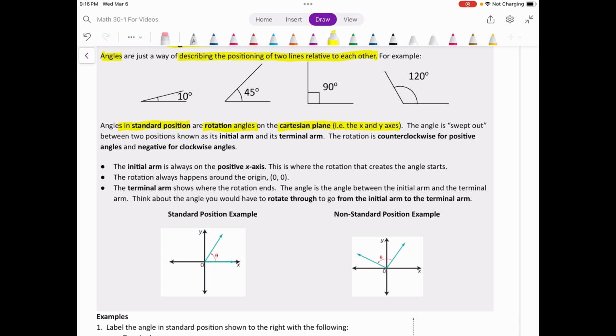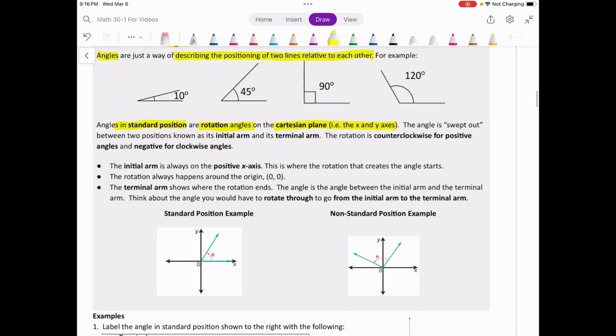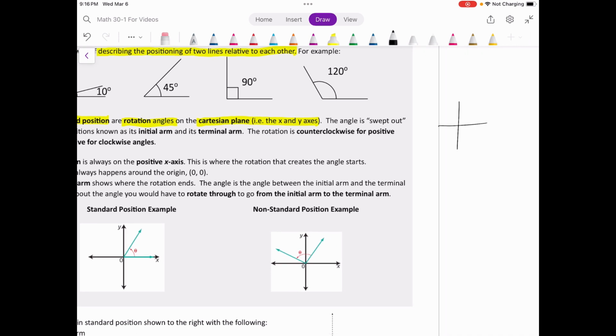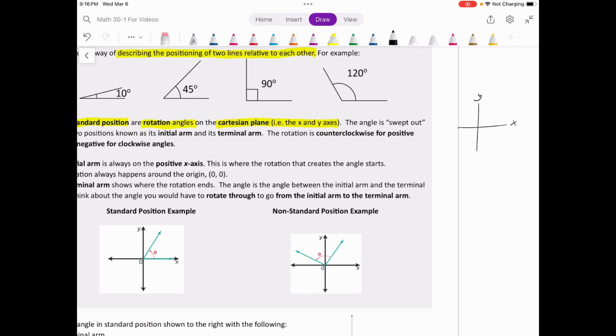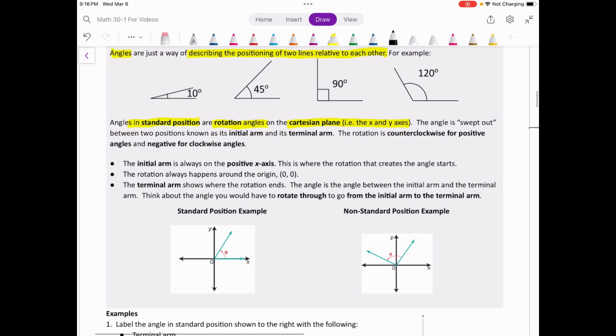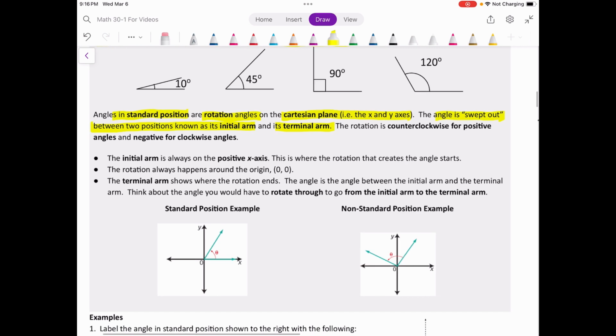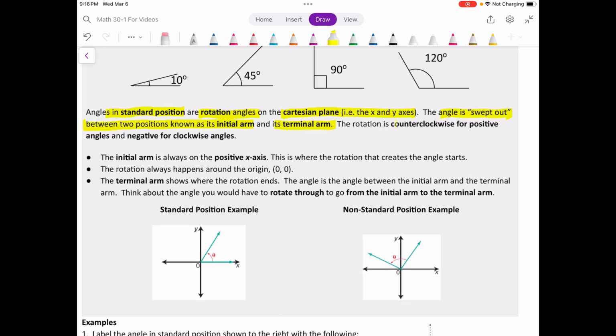Okay, so they're rotation angles, and don't forget, for us in trigonometry, these are all happening for an angle in standard position on the Cartesian plane. Cartesian plane being what you know and love. This is the Cartesian plane, the x and y axes, right? So we're just rotating around the origin there. So the angle is, we kind of say it's swept out, so to speak, between two positions known as its initial arm and its terminal arm. So it starts at the initial, that's why we call it initial, and it terminates at the terminal arm, hence the names. We say the rotation is positive when it's counterclockwise, and it's negative if we rotate clockwise.